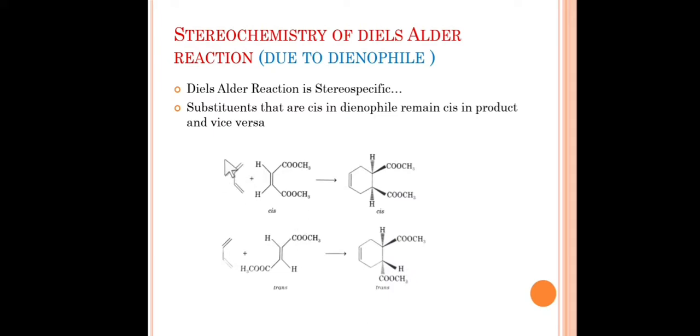Let's see. Now this is the unsubstituted diene, so we need not consider this part for the stereochemistry. Let's consider the dienophile. This is a cis dienophile, that is COCH3 and COCH3 are on the same side, and this one is trans. So you can see the product. These two are on the same side and these two on the opposite side. So this is a concerted reaction. So cis substituent remains cis and trans substituent remains trans. So this is not all about stereochemistry. We need to learn deeper with more examples.